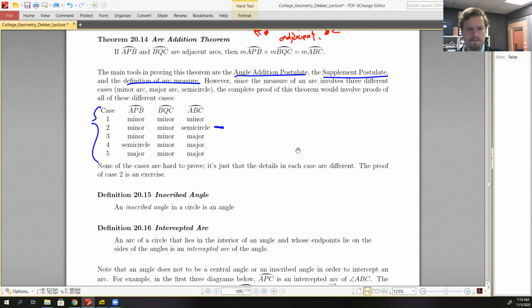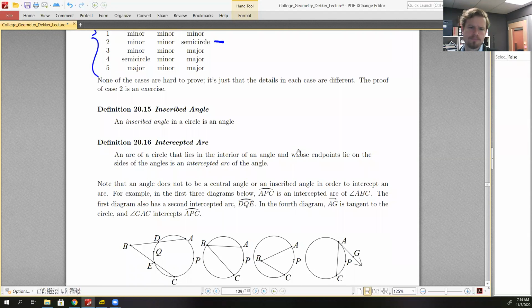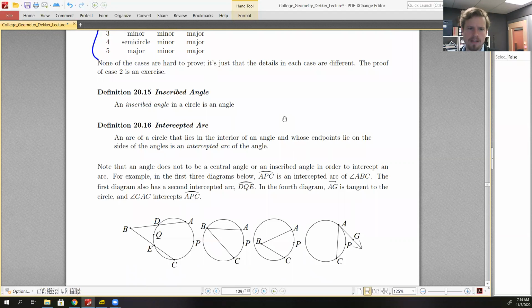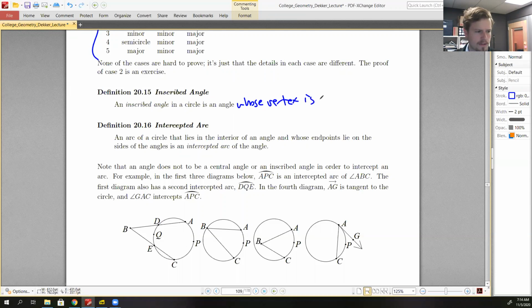All right. So a couple of definitions for us. An inscribed angle and an intercepted arc. All right. An inscribed angle is an angle whose vertex is on the circle and whose sides intersect the circle.